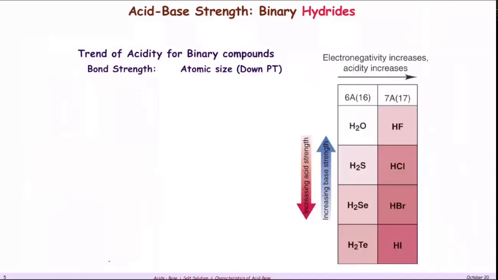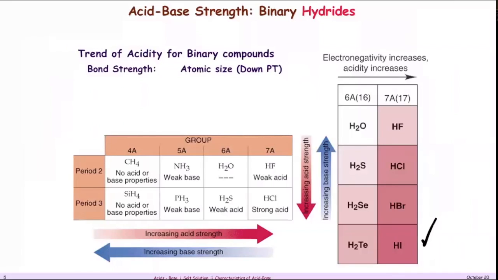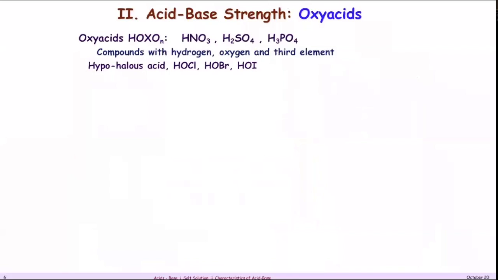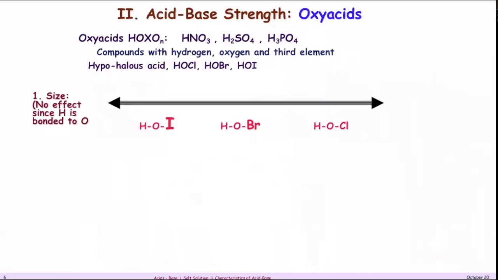Going up and down, you're looking at atomic orbital overlap. This is the strongest acid towards the bottom, the weakest overlap. Going across, however, you're looking at electronegativity. Okay, these are your strongest acids. These are practically non-acids. Let's take a look at oxyacids. Oxyacids are acids that have this motif: oxygen, a third element, and some hydrogen that is going to be donated.